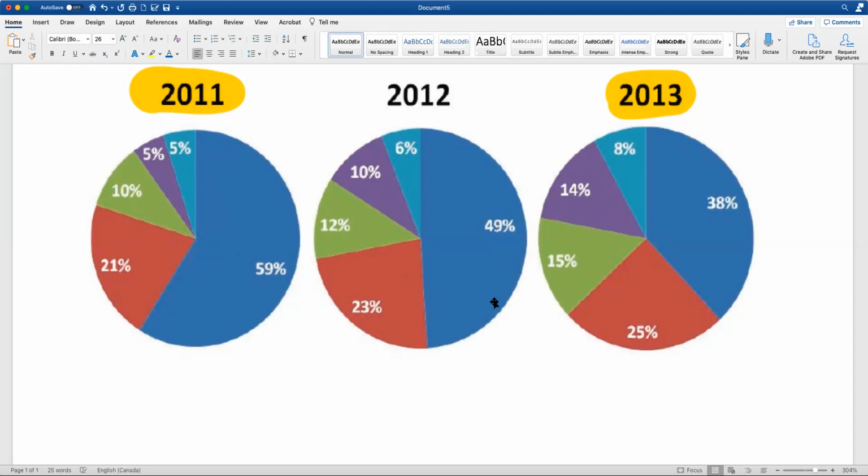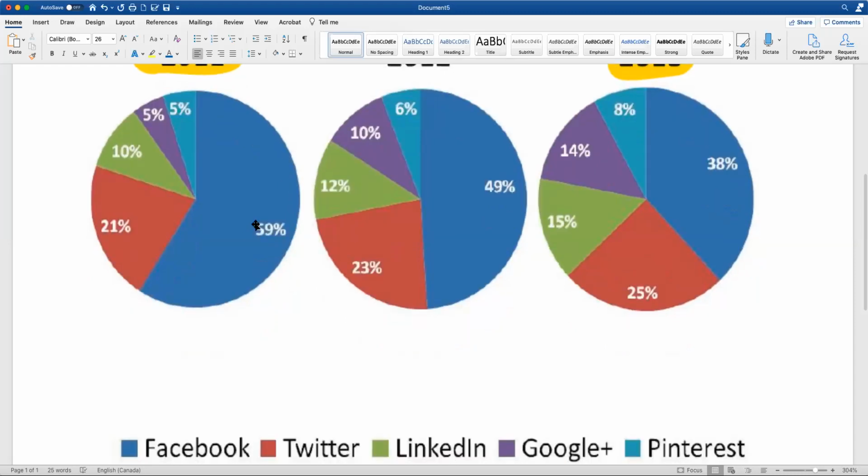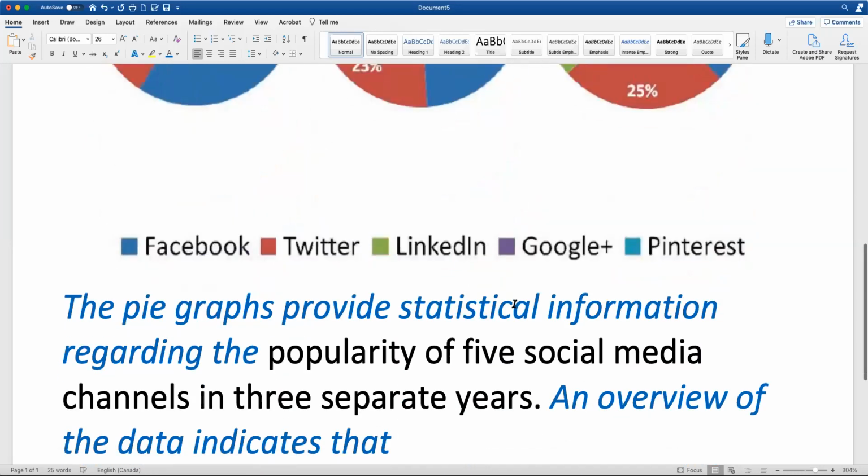Another way to look at it is which one is the top one in 2011? Facebook. And in 2013? Facebook as well. Which one is second? Twitter. And in 2013? Twitter. Which one is third? LinkedIn. And in 2013? LinkedIn. So even though the percentage has changed, it still seems to be in order, right? Yes. So I think we can say some change here, or some variation, not completely so much.